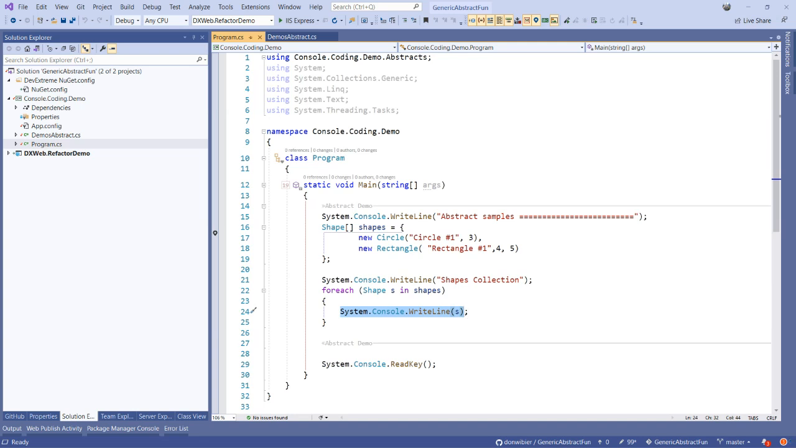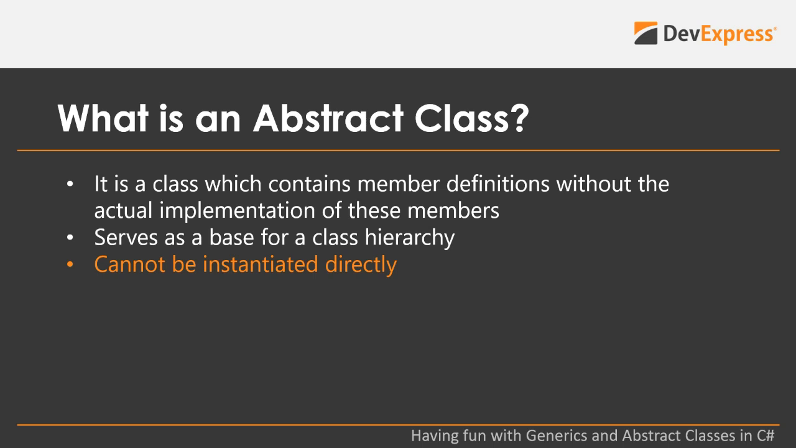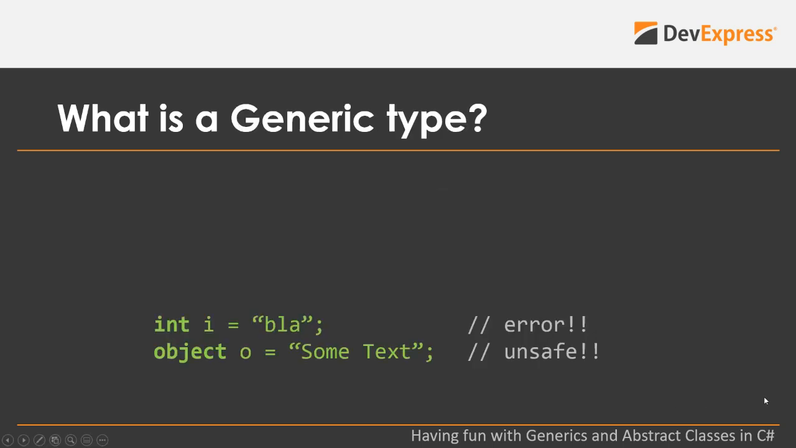And what you'll see later on is that the Visual Studio development experience is great with the abstract classes as well as generics as well. So that is the abstract class. It's basically that and no more. All right, so let's next head to a generic type.